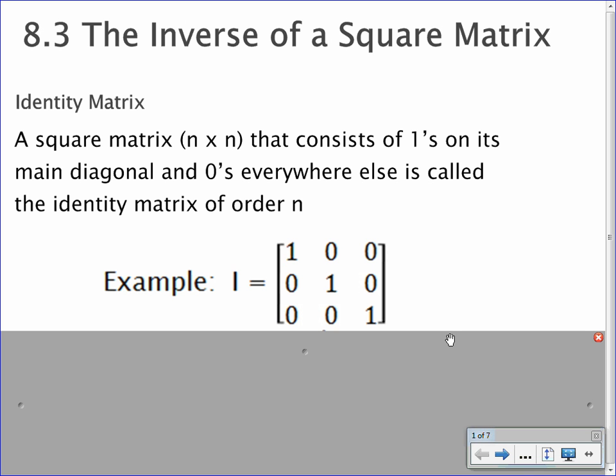Well, if you put this in an augmented matrix, this is the left side of reduced row echelon form. And we'll talk about that, not today, but later.